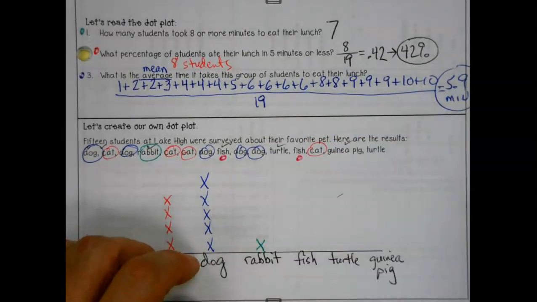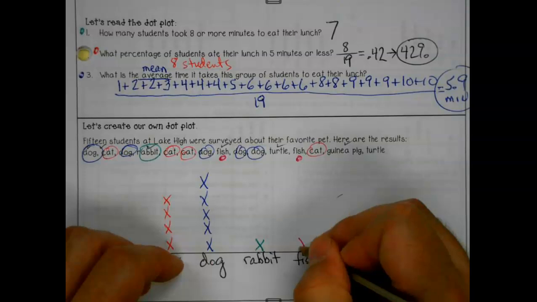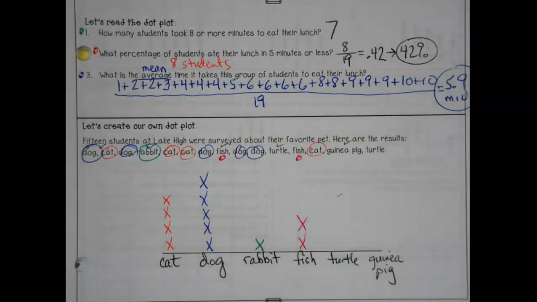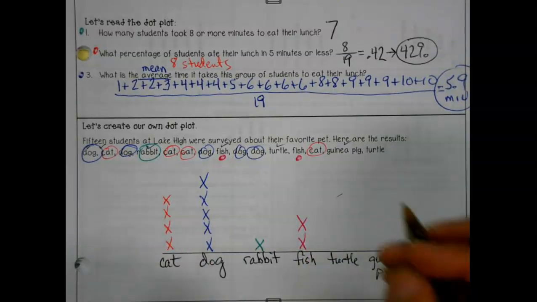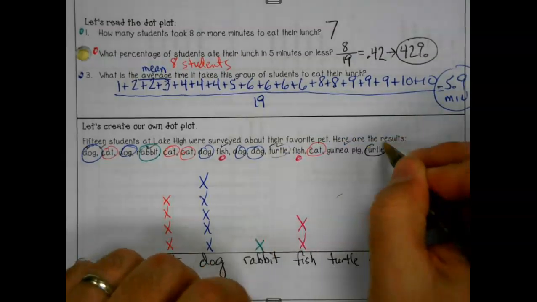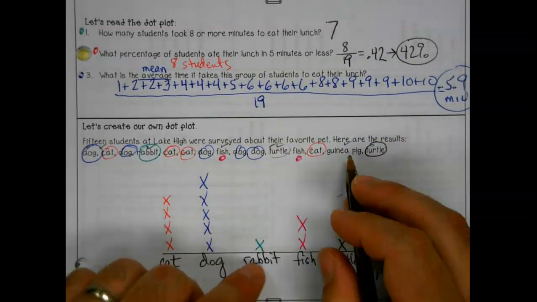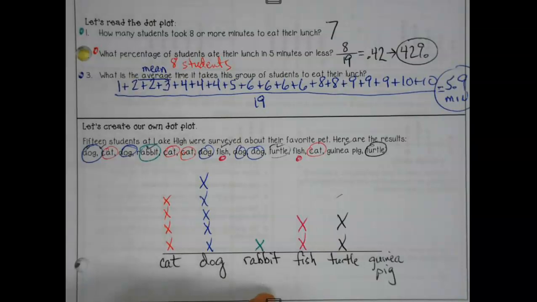Fish, fish. Turtle, turtle, turtle. And one guinea pig to wrap up, and we're going to have to repeat a color.